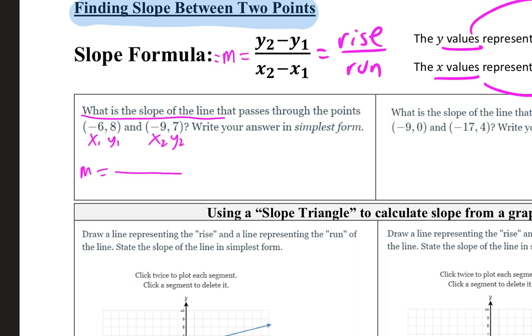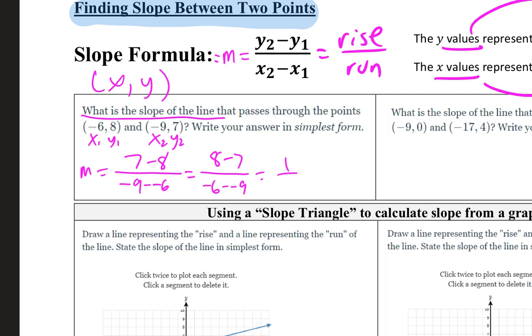We're going to say m is y2 minus y1, so y2 is 7 minus 8. We have to remember that x comes first, then y comes second. Then negative 9 minus negative 6. Now I could have gone the other way. I could have said 8 minus 7 and negative 6 minus negative 9. Either way, I would have got the same answer. It doesn't matter which point is first and which is second.